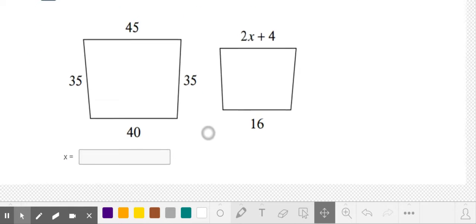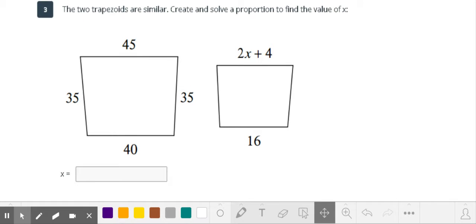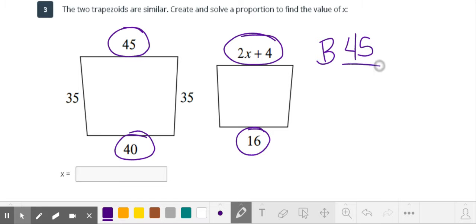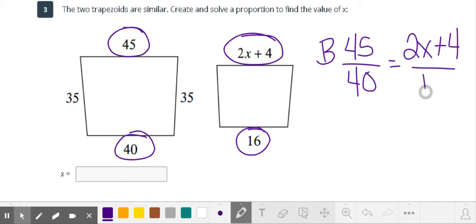All right, number 3, we've got two similar trapezoids. So if they're similar, that means that all the corresponding parts are in the same ratio, or they're proportional. So that means 45 goes with 2x plus 4. 40 goes with 16. Okay, I can't really use those two 35s. They're not really going to help me. But I know that in the big one, I have 45 and 40. I know that in the small one, I have 2x plus 4, and I have 16.